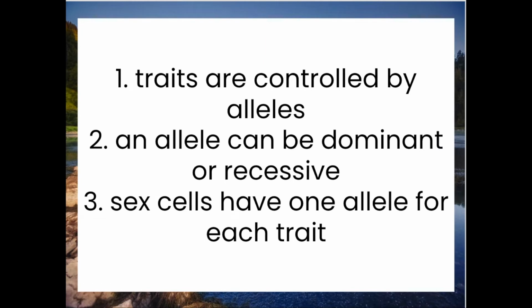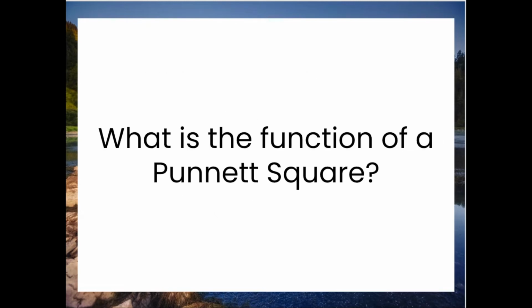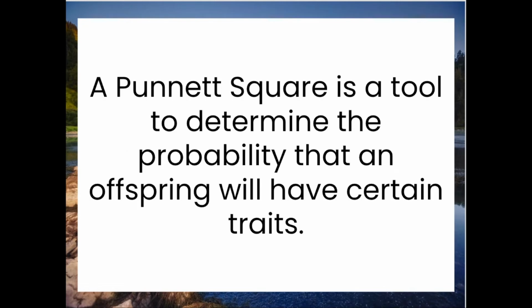1. Traits are controlled by alleles. 2. An allele can be dominant or recessive. 3. Sex cells have one allele for each trait. What is the function of a Punnett square? A Punnett square is a tool to determine the probability that an offspring will have certain traits.